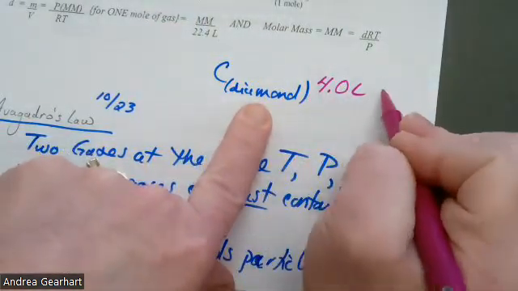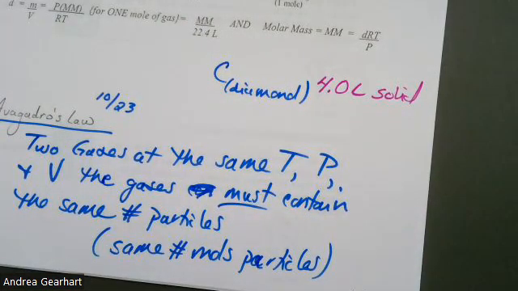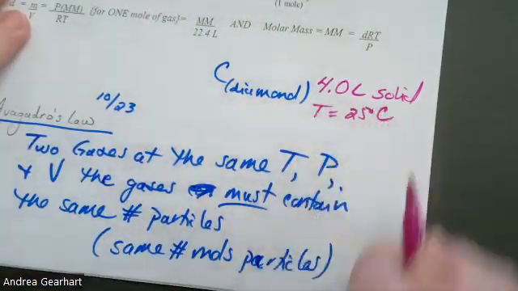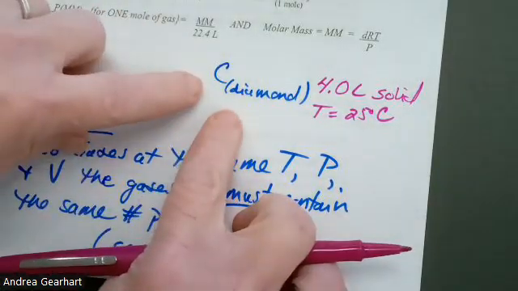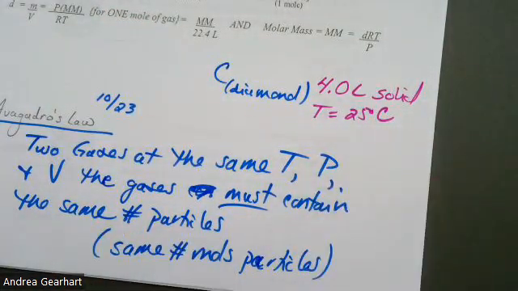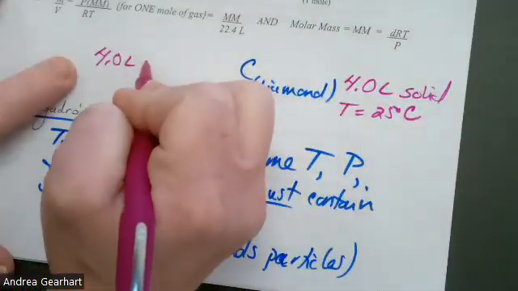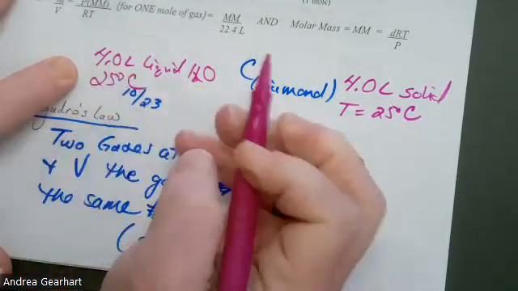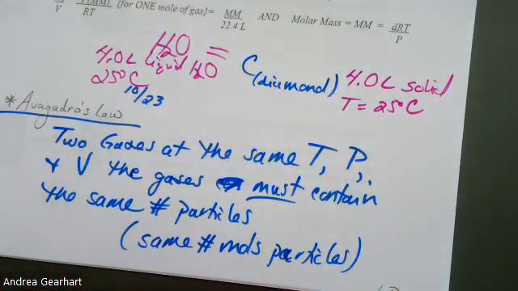So if we have 4 liters of solid, now solids really don't exert pressure, but let's say that the temperature is room temperature. Well, what Avogadro is saying is, if we have diamond at the same volume and temperature, well, that would be the same as if I had 4 liters of liquid water at 25 degrees Celsius, that you would have the same number of molecules. And they're saying, that's just ridiculous.